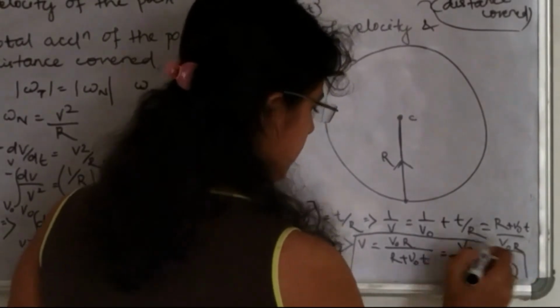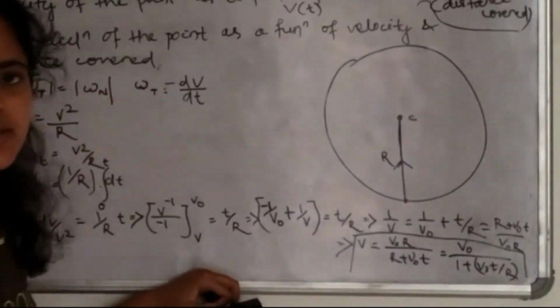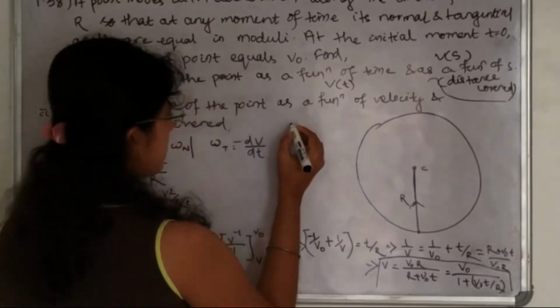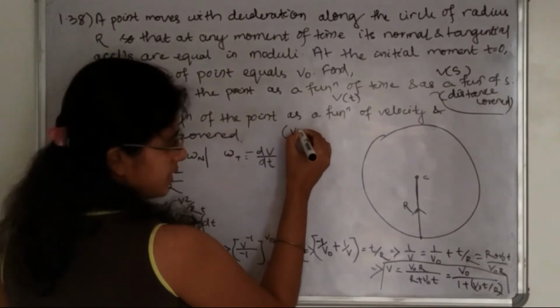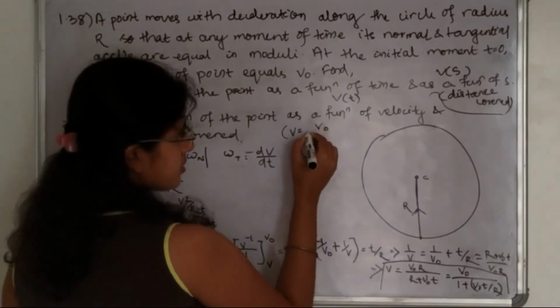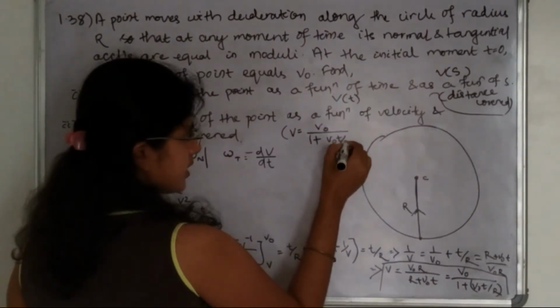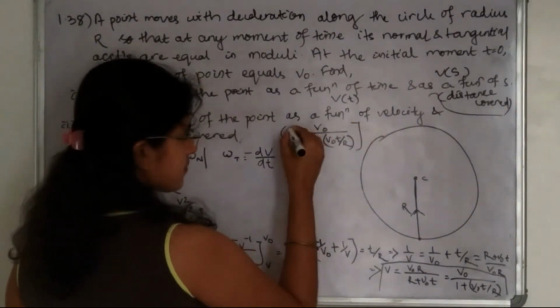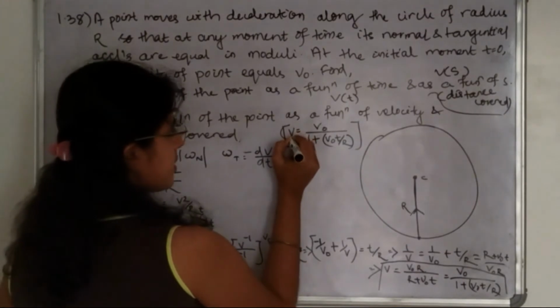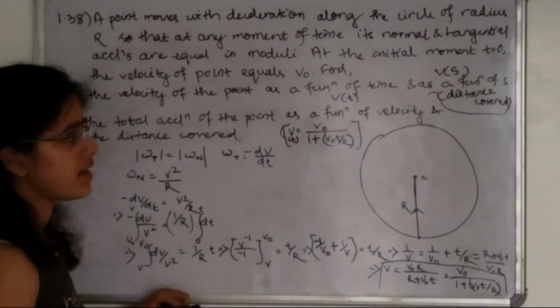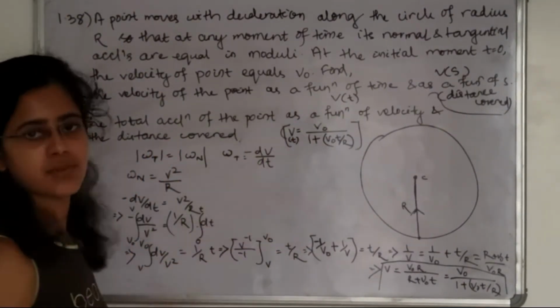So here we get velocity as a function of time. I am writing it here. v is equal to v naught divided by 1 plus v naught into t divided by r. So this is v as a function of t. Next we have to find it as a function of distance.